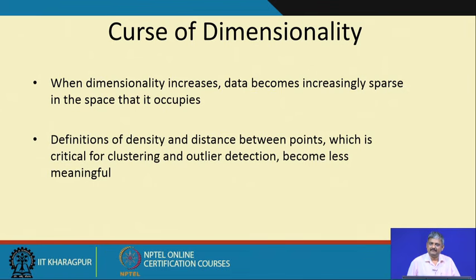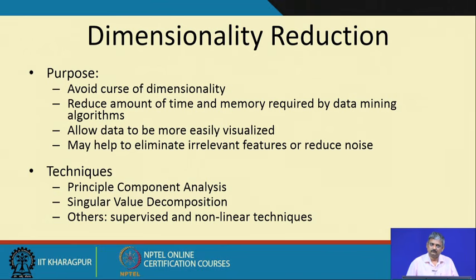Next we have the dimensionality reduction. The problem is higher the dimension of the data, the more number of attributes, the difficulty it is to model, both in terms of time and in the complexity of the models. So, it is wise to reduce the dimensionality as much as possible. So, reduce the memory and time requirement, easier visualization, eliminating irrelevant attributes.